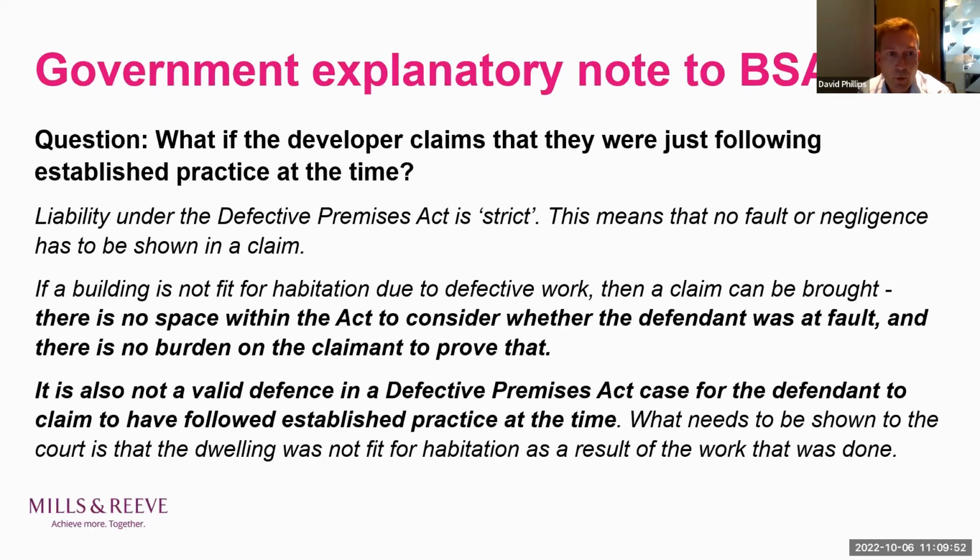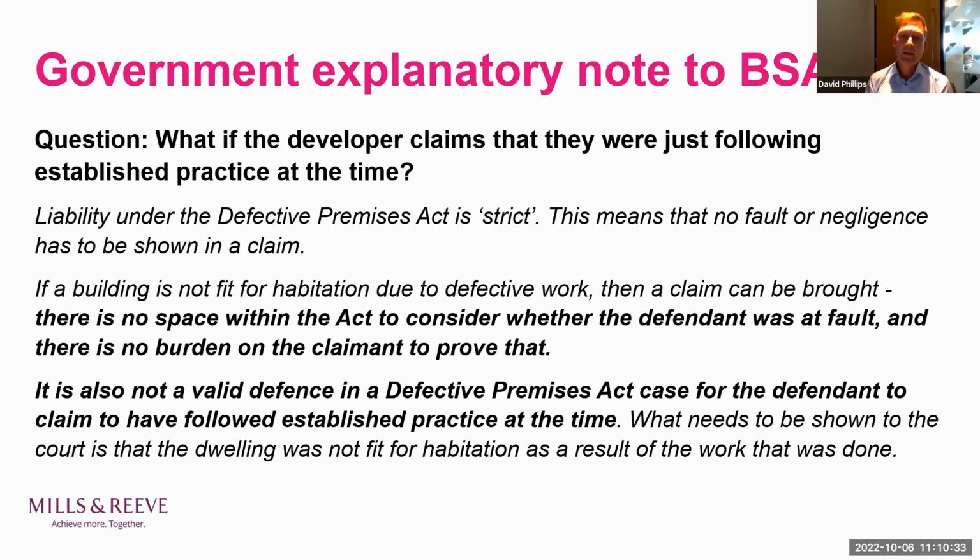And the question is, what if the developer claims that they were just following established practice at the time? I think we can infer that you could probably put the word contractor or construction professional in place of the word developer, and it would still apply. In any event, the government then goes on to say that liability under the Defective Premises Act is strict. This means that no fault or negligence has to be shown in a claim. If a building is not fit for habitation due to defective work, then a claim can be brought. There is no space within the Act to consider whether the defendant was at fault, and there is no burden on the claimant to prove that. It is also not a valid defence in a Defective Premises Act case for the defendant to claim to have followed established practice at the time.